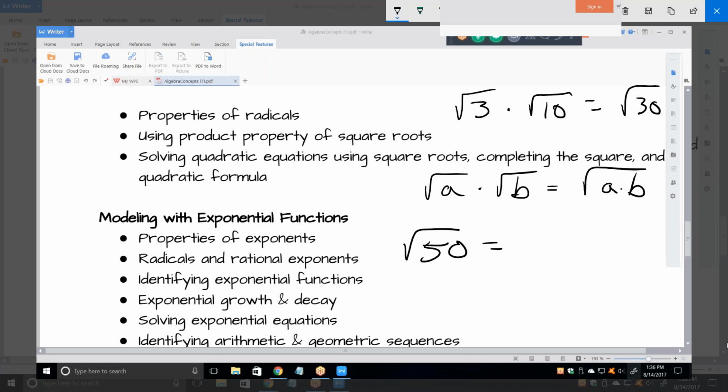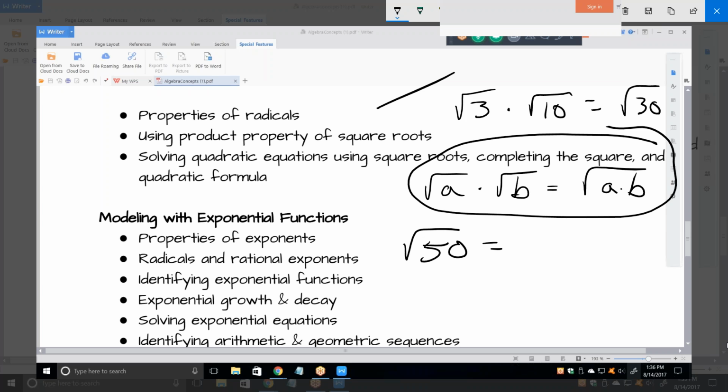So this works in both directions. Okay? In other words, if you have the square root of the product of two numbers, it's equal to the square root of the one number times the square root of the other. And this is going the other direction. The square root of 3 times the square root of 10 is the square root of 30. And then if you can simplify that, do so. But if you can't, that's the answer. Now, here we're going the other direction.